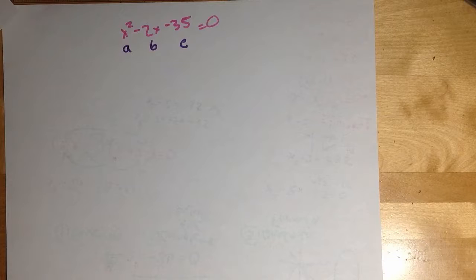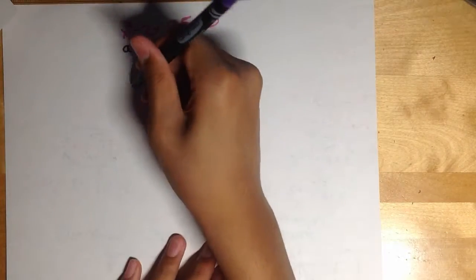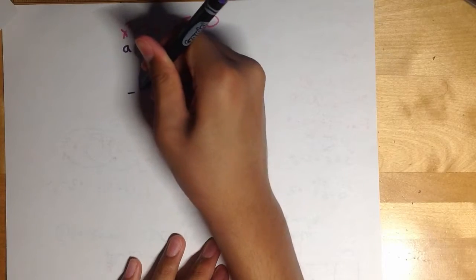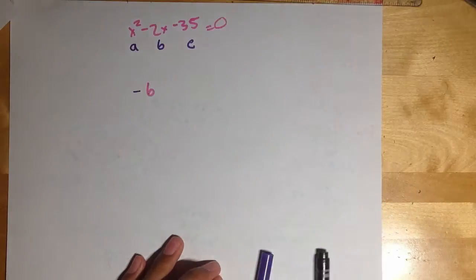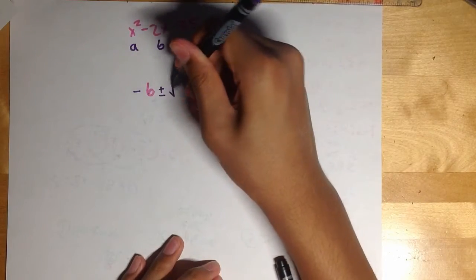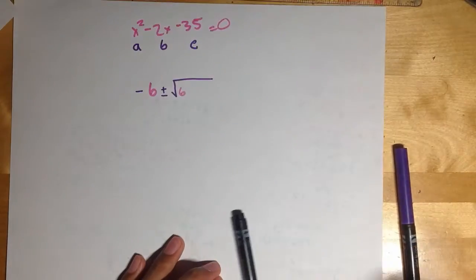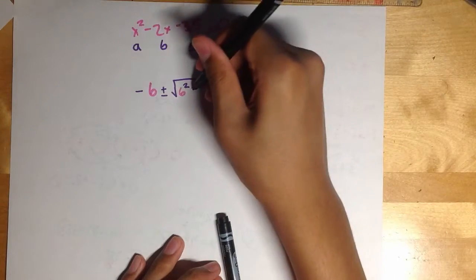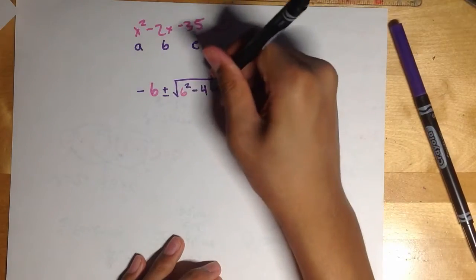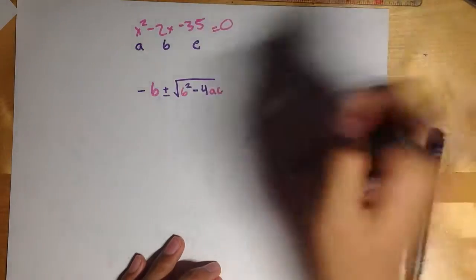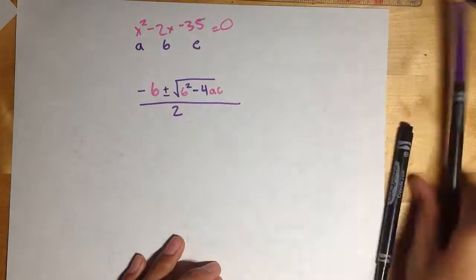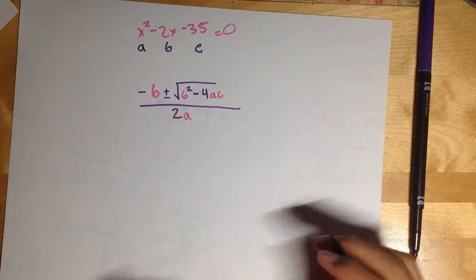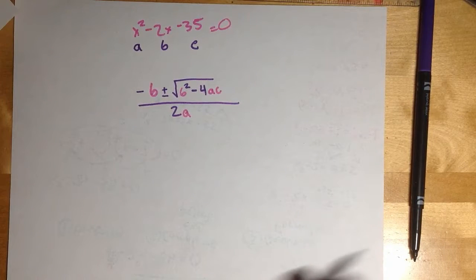Some mathematician way back when realized, hey, this is something that I've been doing the whole time, so he came up with a formula when he was solving quadratics. So the formula states that the solution is negative b plus or minus the square root of b squared minus 4ac, all over 2a. That's it. That's the formula.